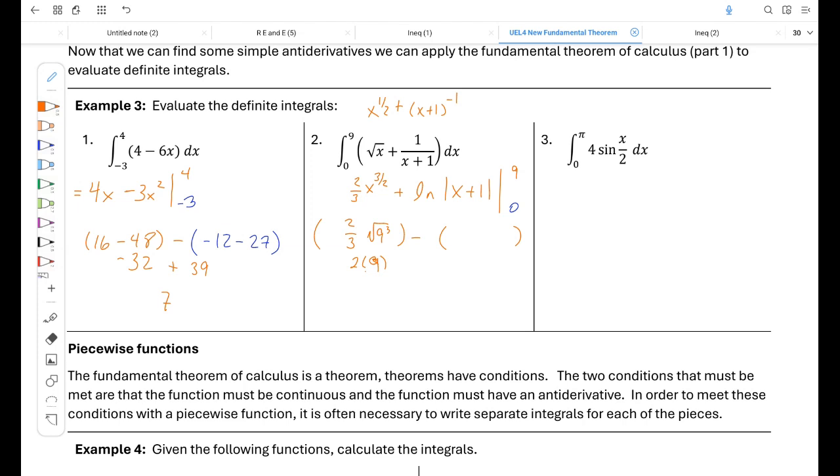And here I have the ln of 10. Should do this in blue. The ln of 10 minus the ln of 1. And the ln of 1 is 0.